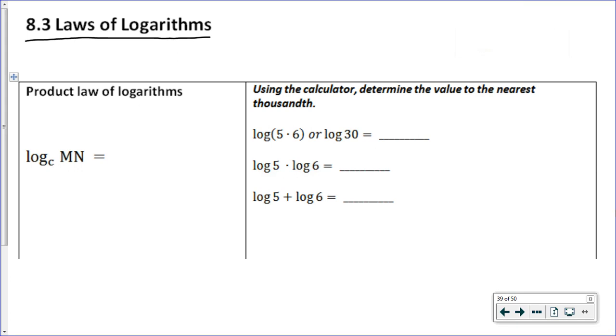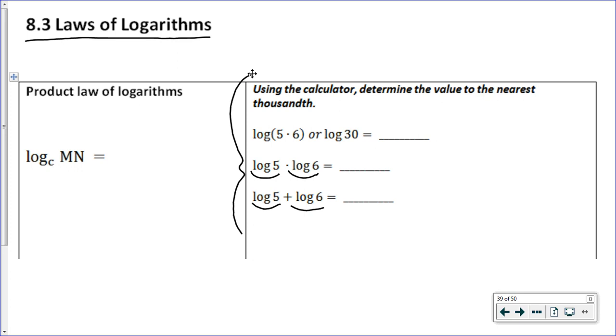All right, guys, today we're looking at 8.3 Laws of Logarithms. If you turn your attention to this part first, I'd like you to take out your calculator and compare log 30, or log 5 times 6, and then secondly, log 5, and we want to get an answer, and then times it by log 6. And then down here, same thing, log 5, hit enter on your calculator, and then add log 6 and see what you get.